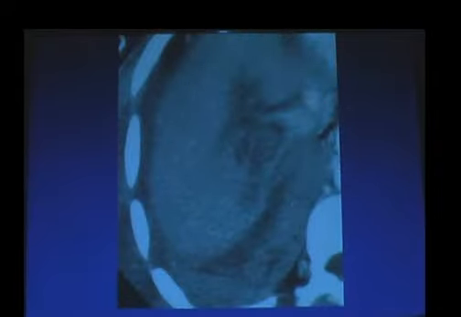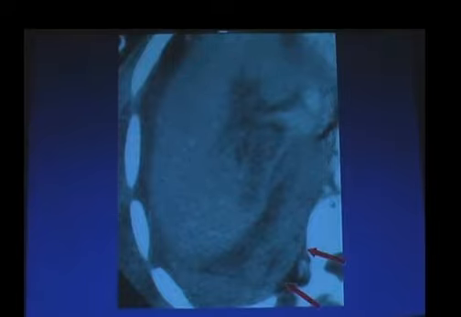This is another case. Again, you can see the multiple hepatic lacerations, and I show this case to always remind us to make sure we look at the vessels and see whether there's any vascular involvement when you have these lacerations. The surgeons like to know about that before they get into the operating room.